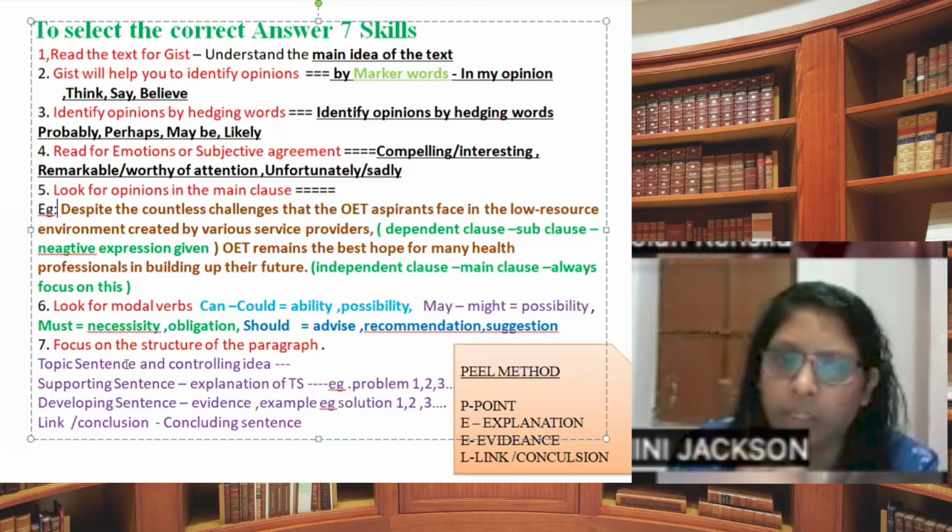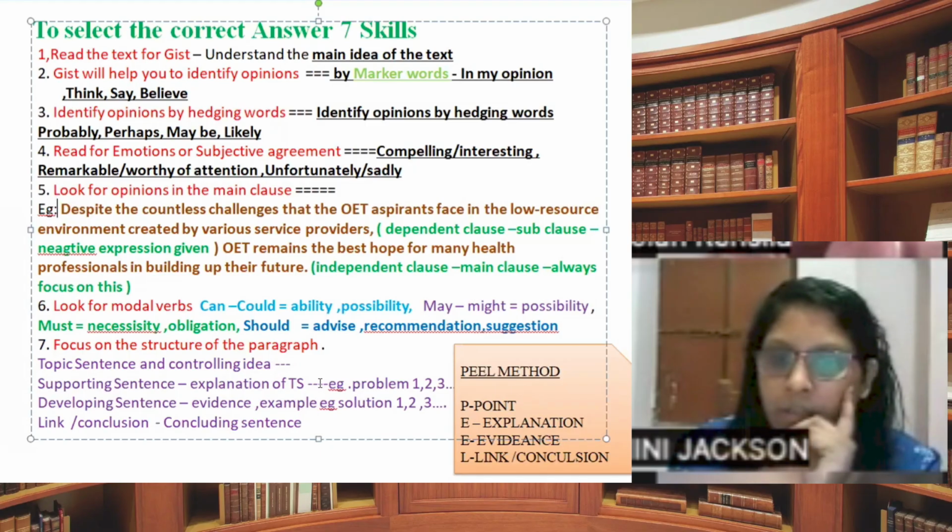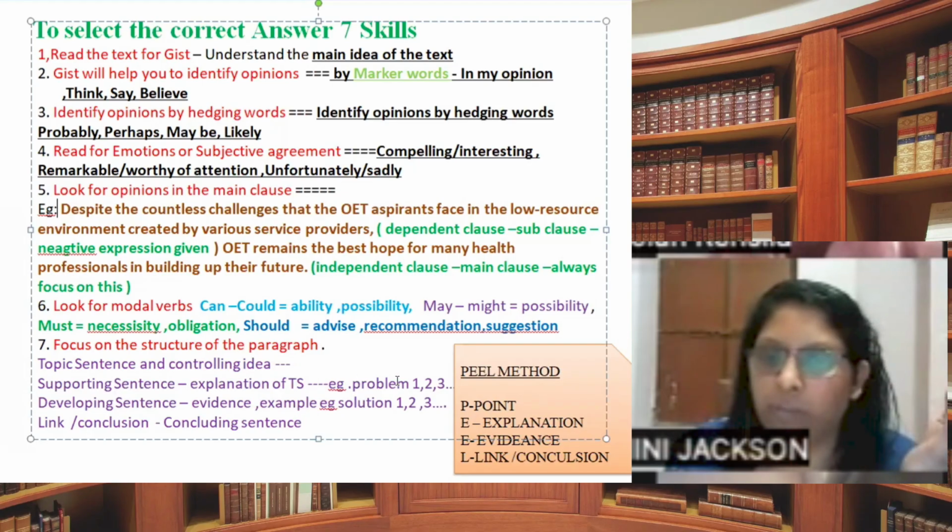Here we know that the topic sentence and controlling idea will be the first portion, the topic sentence, and the continuation after the comma will be the controlling idea. Then next one is a supportive sentence. A supportive sentence always gives the explanation of the topic sentence. Always father will say that maybe there will be problems 1, 2, 3, 4 like that, or effects, or solutions 1, 2, 3.